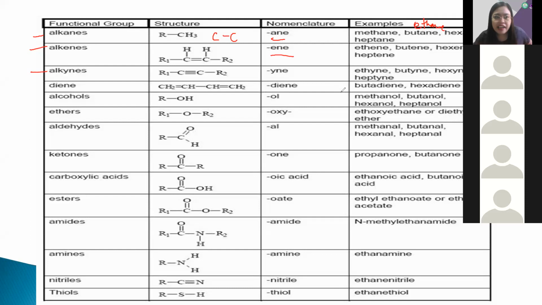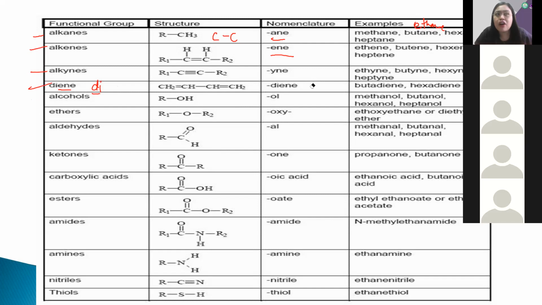Now, the di means dalawa, di ba? We use the prefix di to denote that we have two. Anong two? Dalawang ene. Anong ibig sabihin ng ene? It's alkene, which means if you see a compound that contains two double bonds, ang tawag sa kanyang functional group ay diene. So just like the example in the screen, you have CH2 double bond CH, single bond CH double bond CH2. Dalawang double bond, so it's a diene.